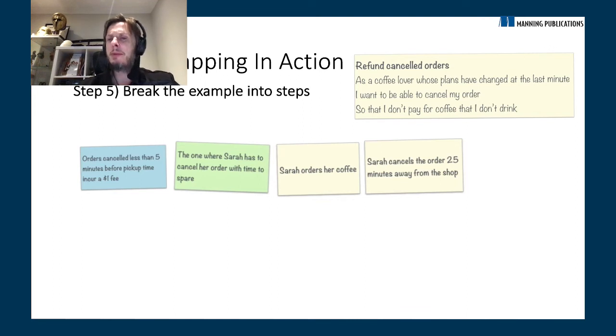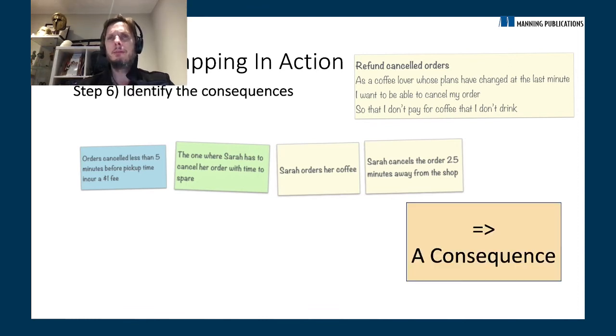Now, the steps by themselves aren't usually enough to make a meaningful scenario, because we have a sequence of steps. Sarah orders her coffee, she cancels her order 25 minutes away. So what? What's the outcome? What's the result that we're looking for? So we need something to describe these outcomes, and we call those outcomes consequences. We represent them with a different color.